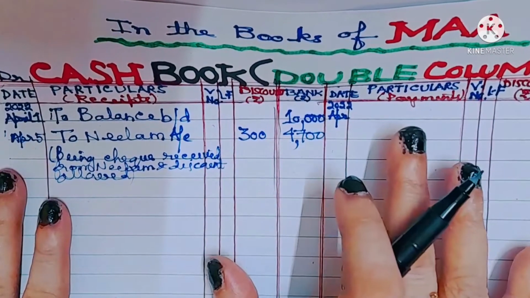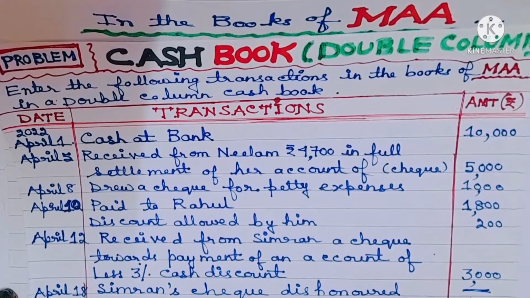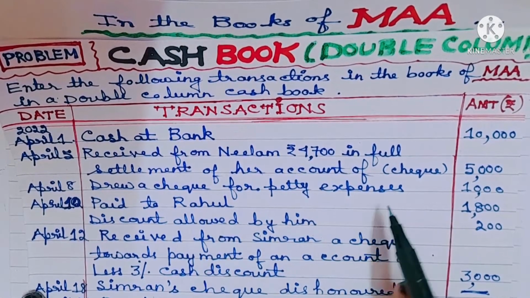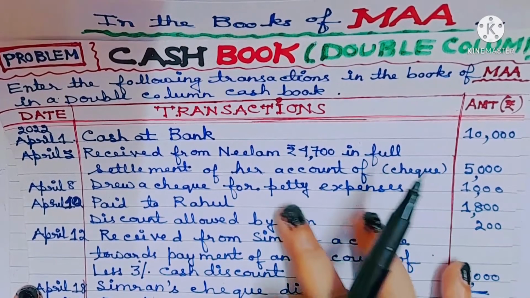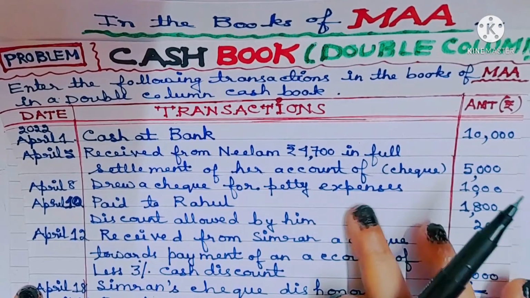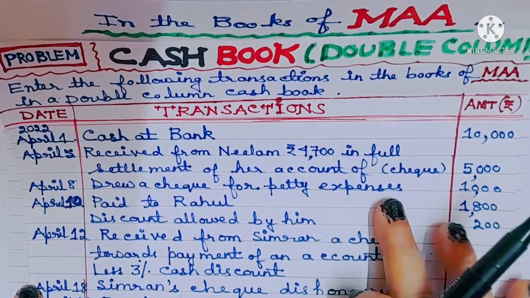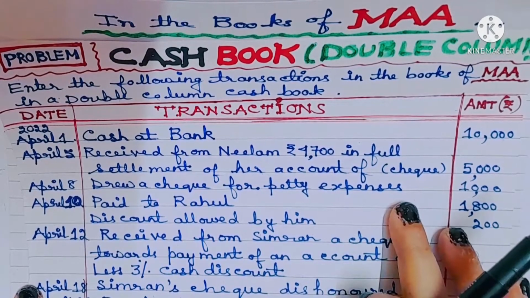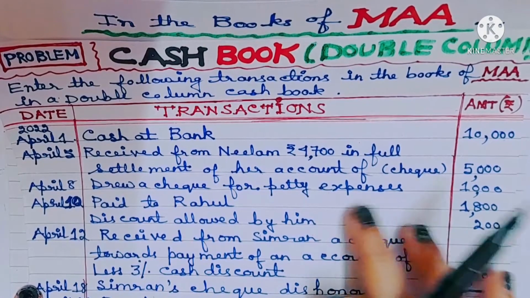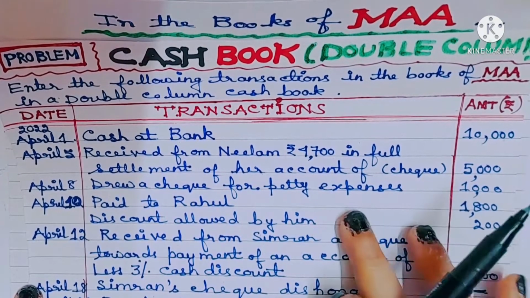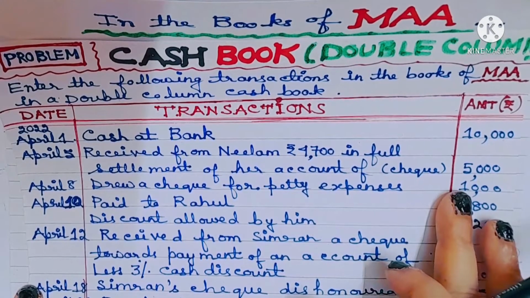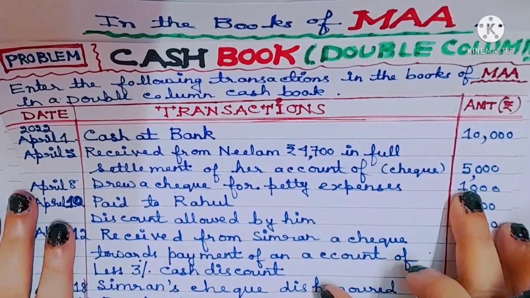So let's see the next transaction. The next transaction is on 8th April through a check for petty expenses 1,000. So petty expenses means small expenses. So what will be the journal entry? The journal entry will be petty expenses account debit to bank account. What is the position of bank account? Since bank account is on the credit side, petty expenses will also be on the credit side. So we'll have to write by petty expenses account in the cash book on the credit side in the bank column 1,000. Okay, so let's write.